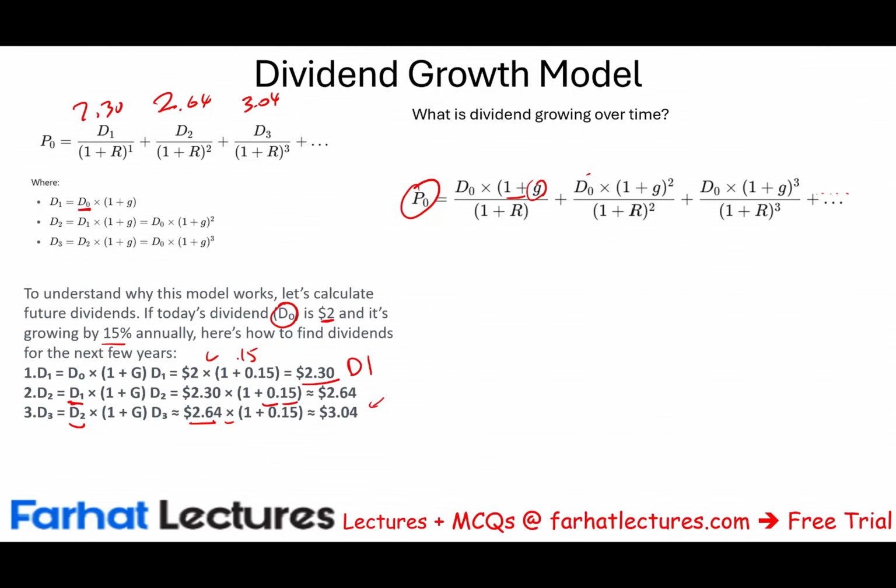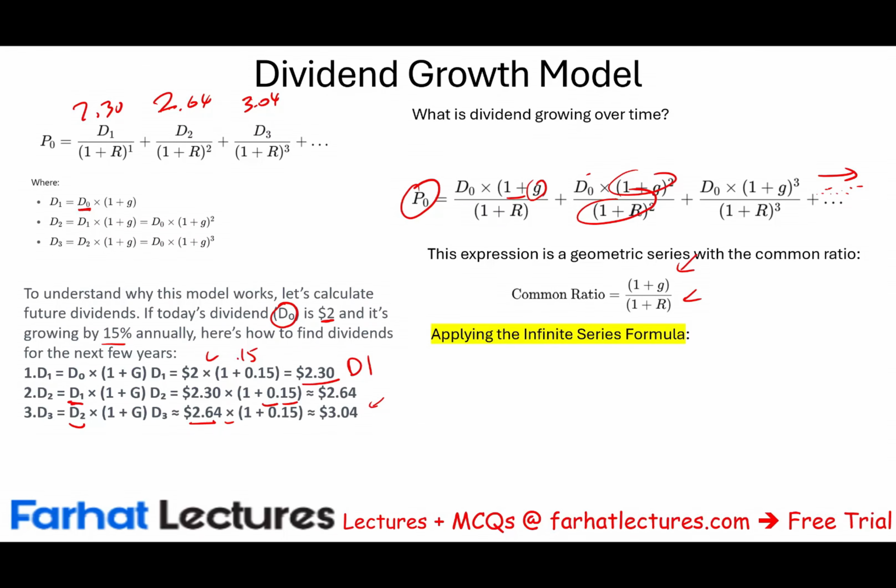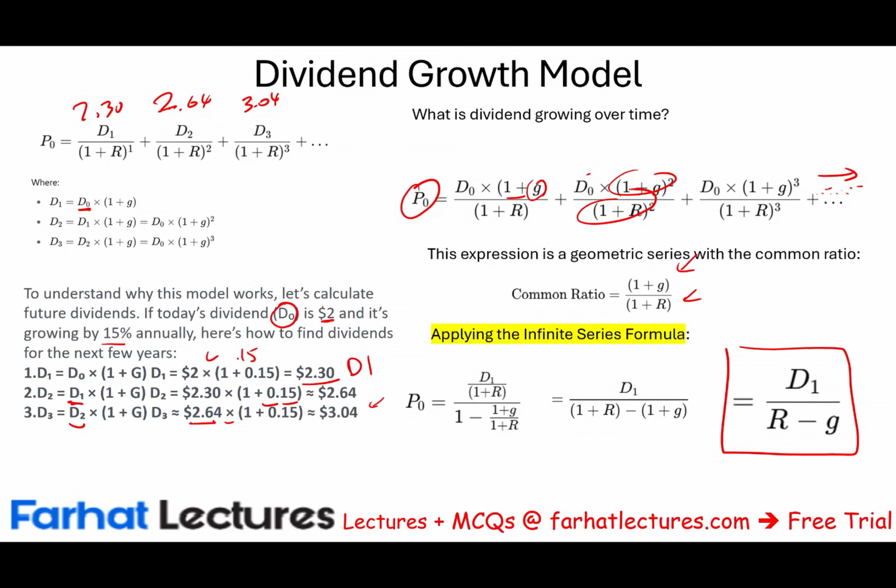Now, we can take this formula that goes forever, and we're going to simplify it. All I'm doing now is simplifying the math. This is a geometric series with a common ratio of 1 plus G over 1 plus R. If we do a little bit of math, applying the infinite series formula, we can rearrange and simplify it into this formula to find P0, the price today. We'll take the next dividend, D1, be careful, the next dividend, not the current dividend, divided by R minus G.